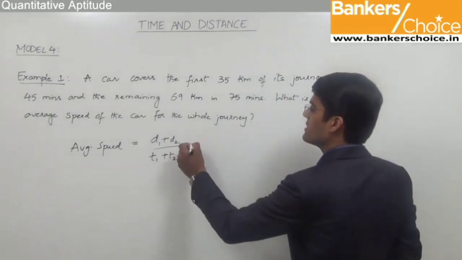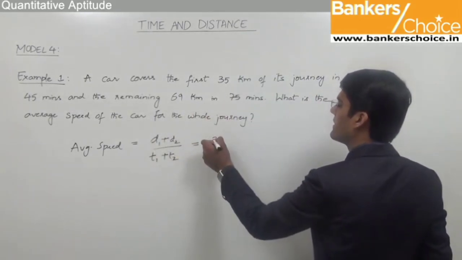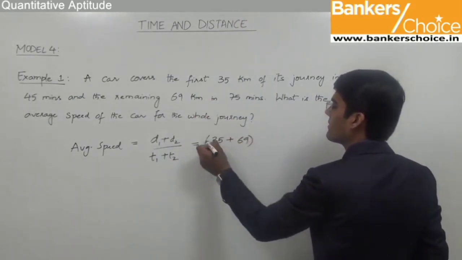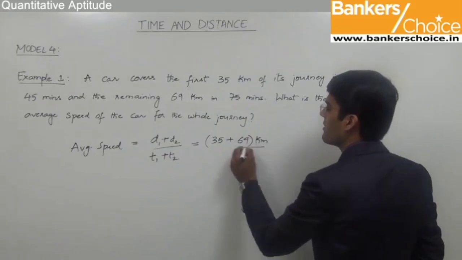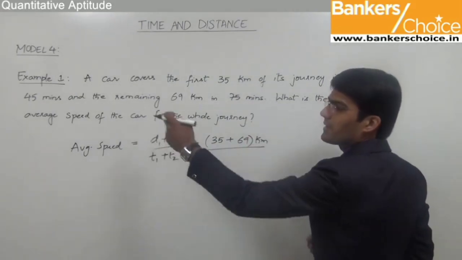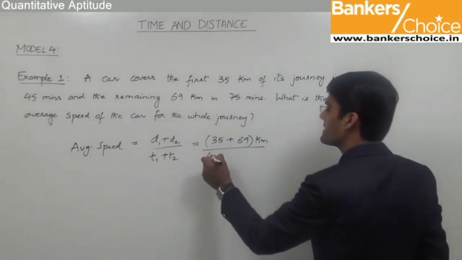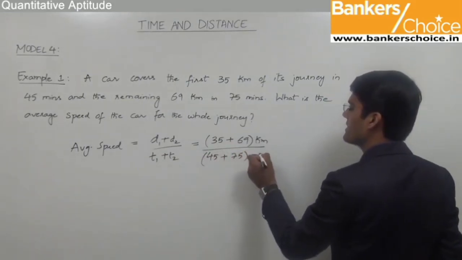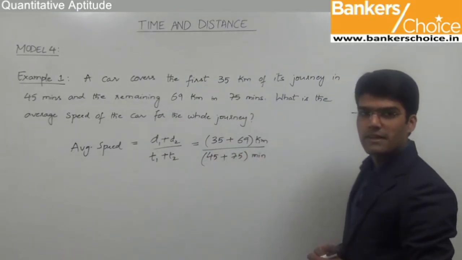So let us now substitute these values. The distance d1 is 35 kilometers and d2 is 69 kilometers. So the total distance is 35 plus 69 kilometers, divided by the time taken for the first part, which is 45 minutes, and for the second part, which is 75 minutes. So the total time here is 45 plus 75 minutes.